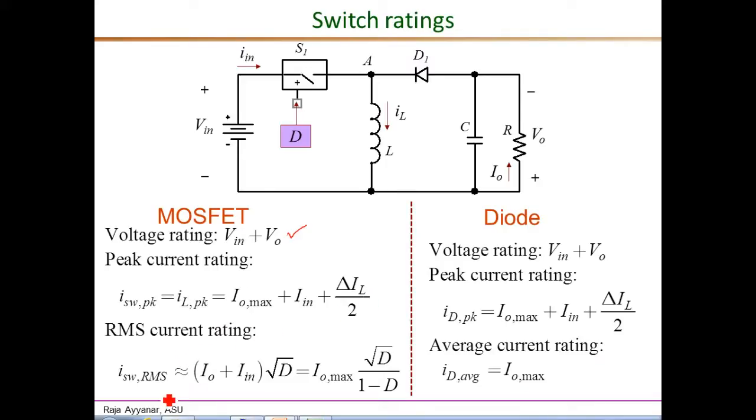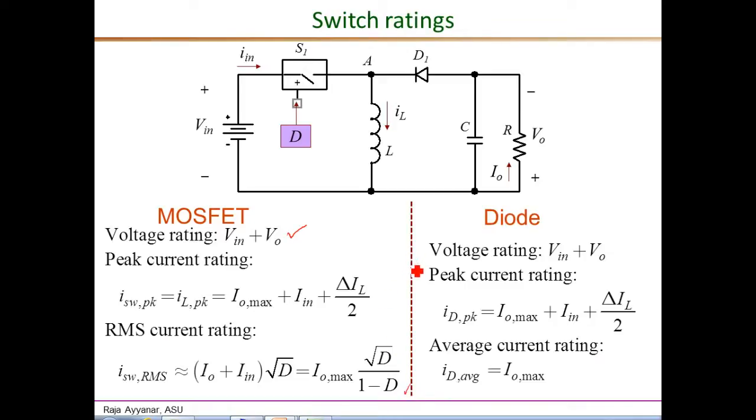The RMS current rating: the switch conducts the inductor current, which again neglecting the high frequency component, is IO plus IN, but it conducts only for the duration of DTS. So we need to multiply by square root of D to get the RMS current through the switch. And substituting IN equals IO times D over 1 minus D, we get the expression for the RMS in terms of the load current to be this value.